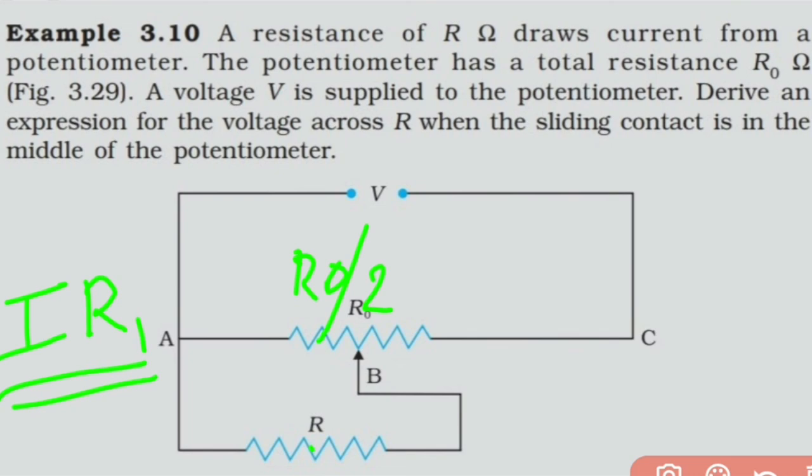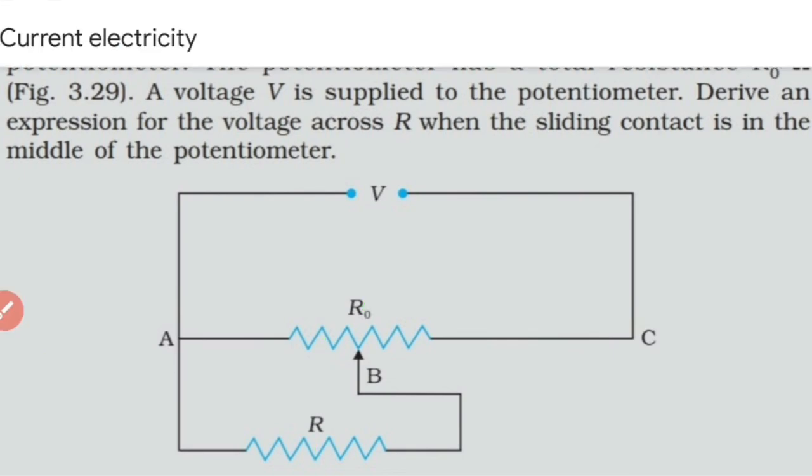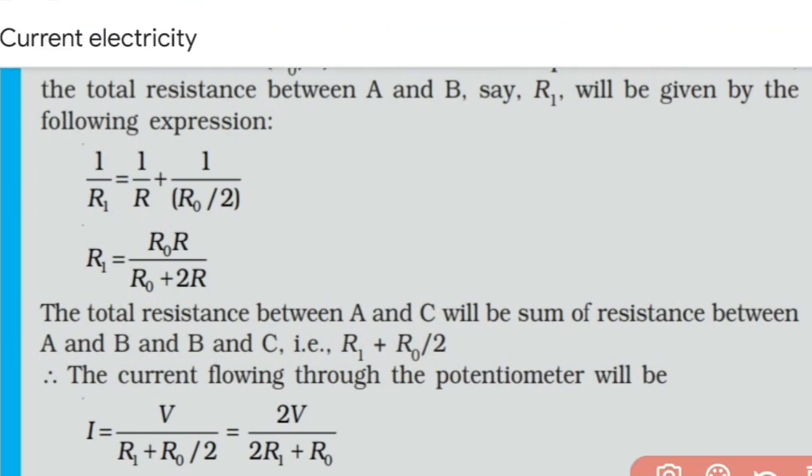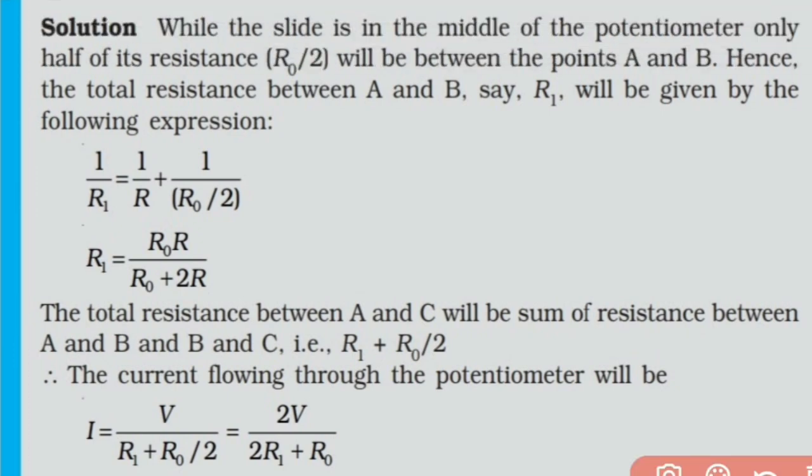So, first step is to find current through potentiometer wire. Okay, so first we will find R1. So, before finding current, we are finding R1. So, it is parallel combination. So, by applying the equation for parallel combination effective resistance, we will get R1 to be R0 into R divided by R0 plus 2R. So, that is the expression for R1.